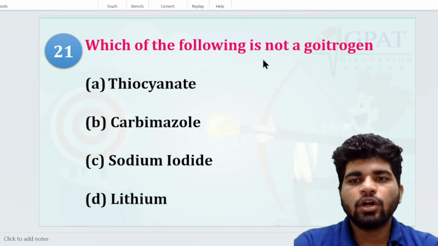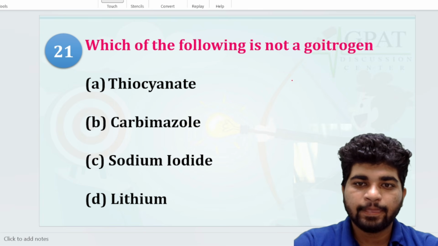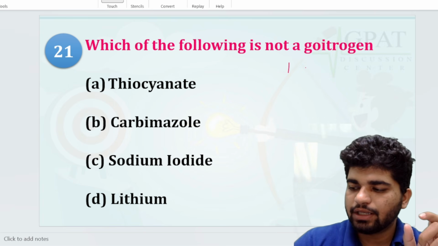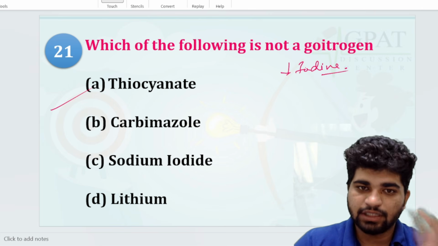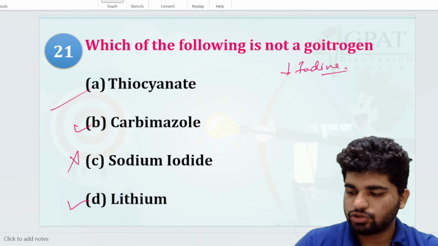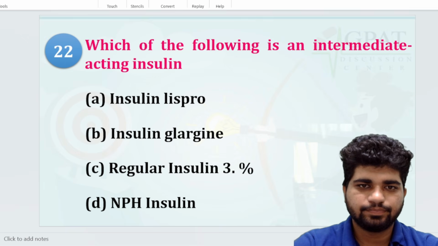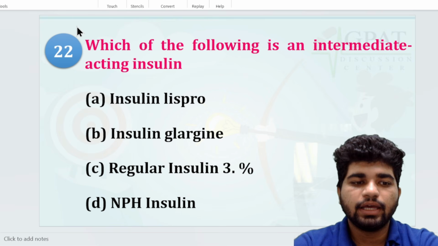Okay, now this one. Which of the following is not a goitrogen? Not a goitrogen means which of the following doesn't induce a decrease in the iodine levels? Thiocyanate, decrease. Carbimazole, decrease. Sodium iodide, no. Lithium, decrease. So sodium iodide is going to be the correct answer. Simple, right? Chalo. Which of the following is an intermediate acting insulin?